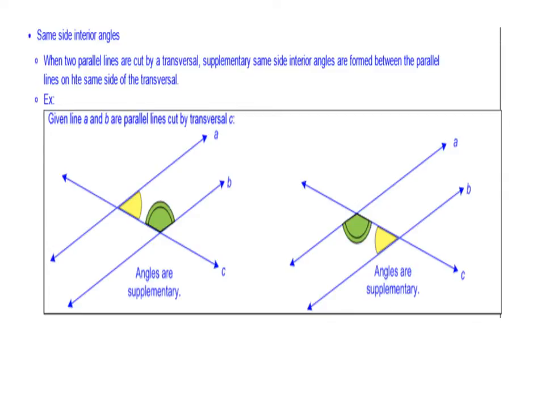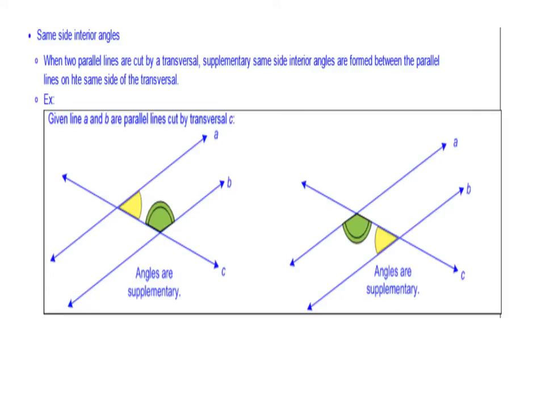So we are inside, cut by this transversal. What they're saying is this angle and this angle equal 180 degrees. They are on the same side of the transversal. They are inside the parallel lines, so they are interior angles. And they are supplementary, so these two angles measure 180 degrees.